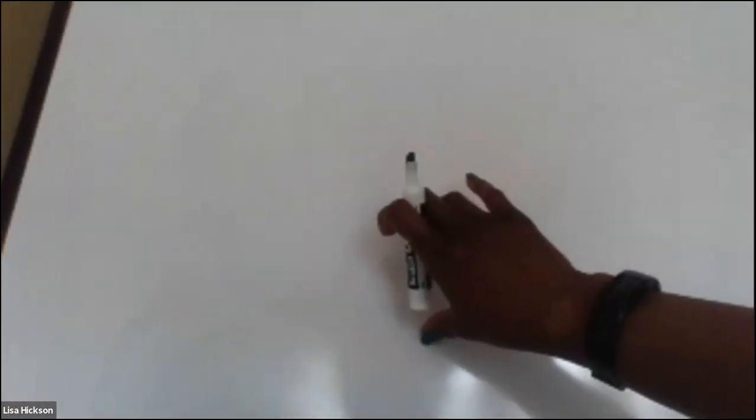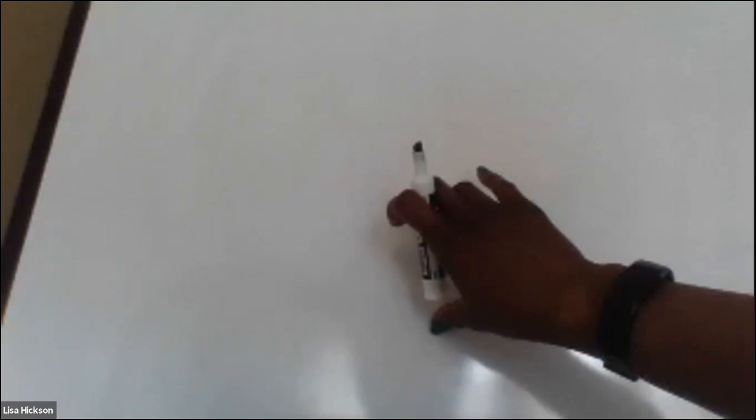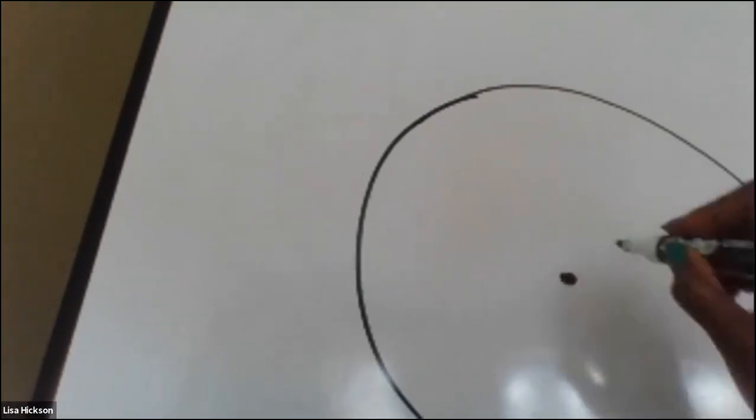All right, so if this is our circle, you all can see my board, right? You all can see this? Yeah, we can see. Okay. All right, so this is your circle. So this is the center of the circle.